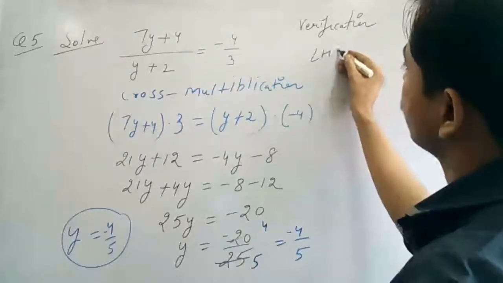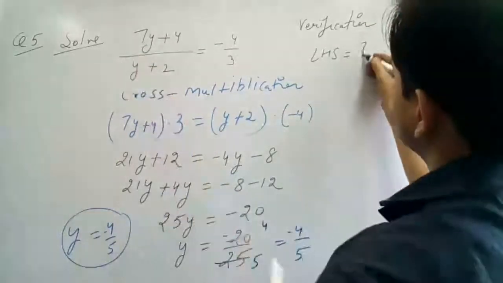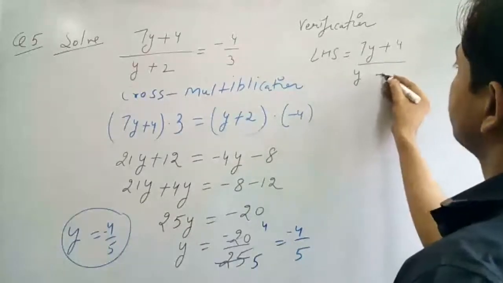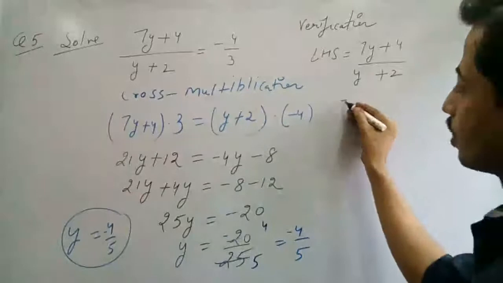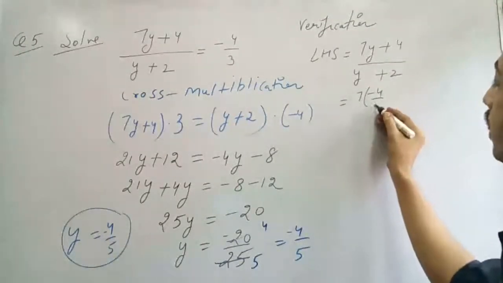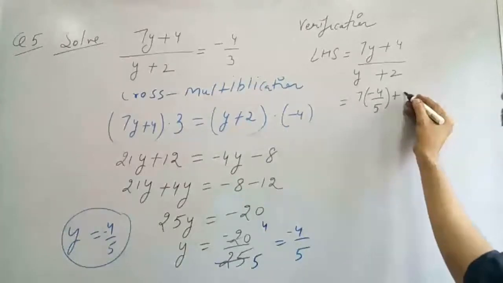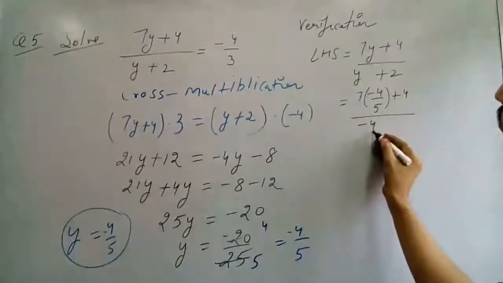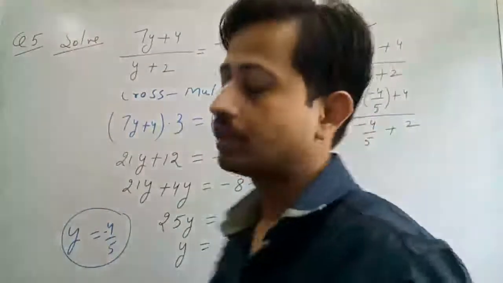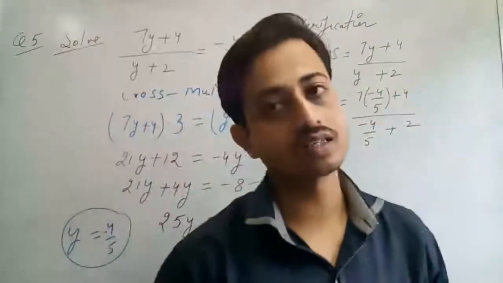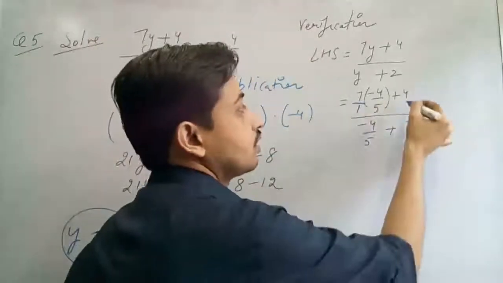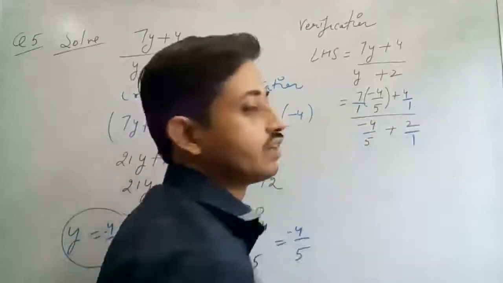Our left hand side is what? (7y + 4) divided by (y + 2). Now what's the value of y? It is minus 4 by 5. So minus 4 by 5 plus 4, same here, minus 4 by 5 plus 2. Now some terms are irrational and others are rational, so try to make all of them rational. I am taking divided by 1, also taking by 1, it is also divided by 1.